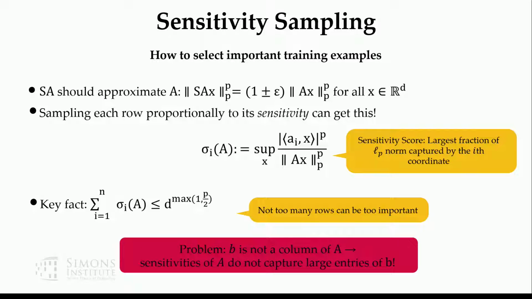Now, one problem with sensitivity sampling in the active setting is that this label vector B is not a column of A. And sensitivities of A do not necessarily capture large entries of B. There could be some very large entry of B that's attached to a row of A that has very small sensitivity.